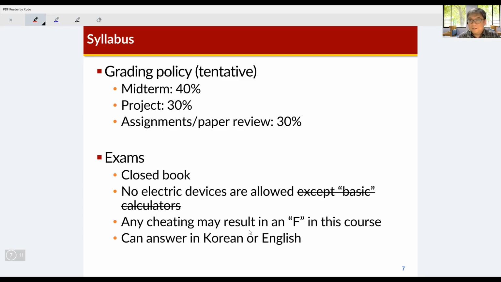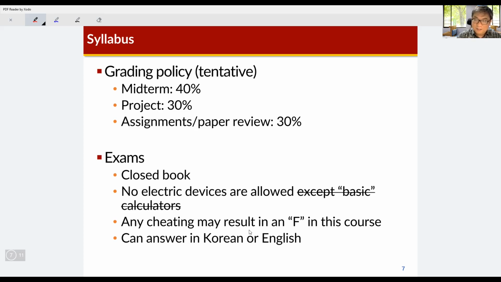Actually this is an English course, so I try to teach in English. But if you have any questions, or if you do not understand some topics, you can ask questions in Korean, and I will answer in Korean, okay? So do not worry about the language. You can use Korean, okay? Teaching in English is my duty, so it's not your duty.